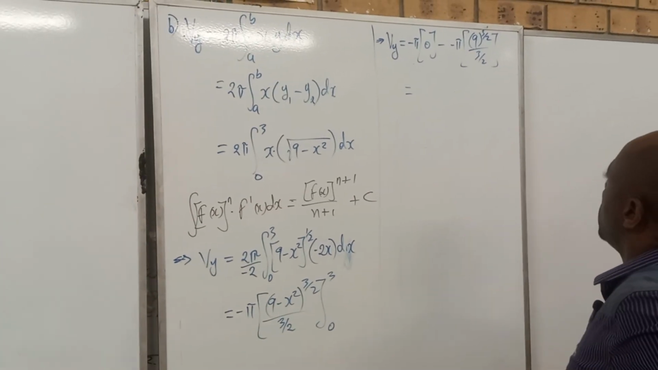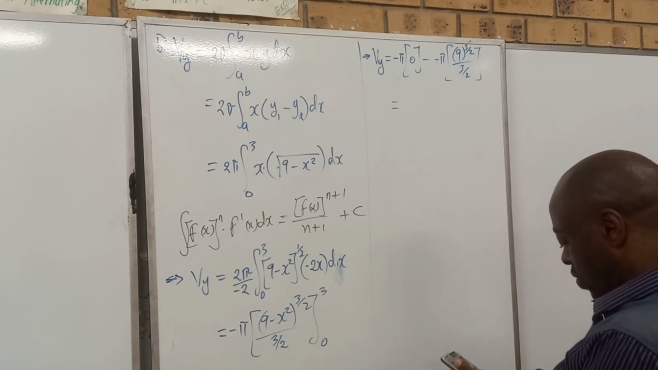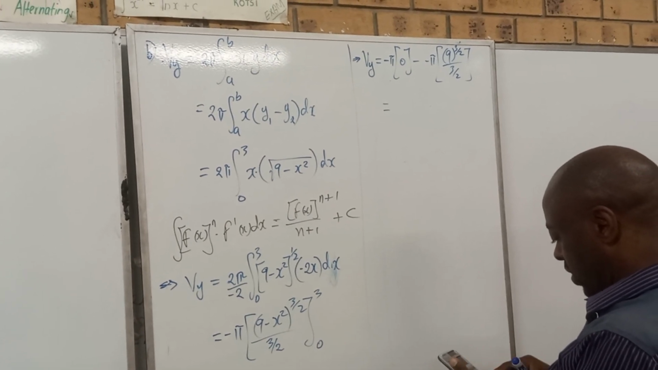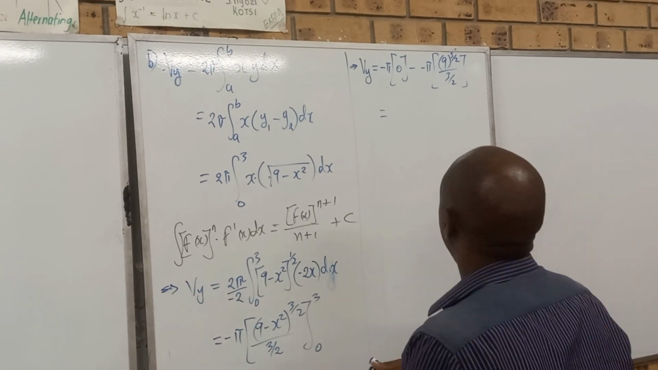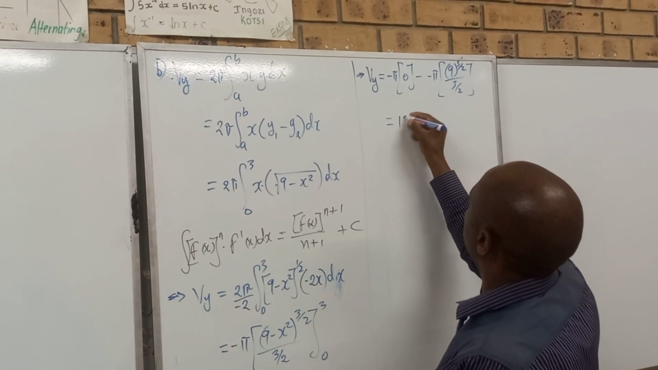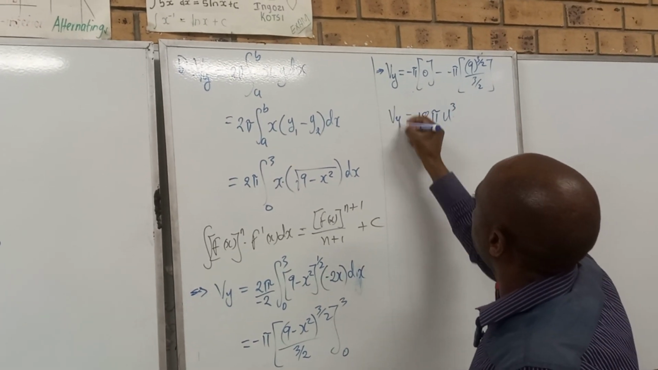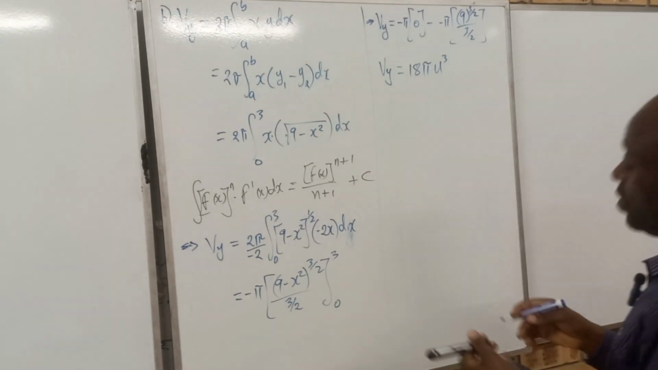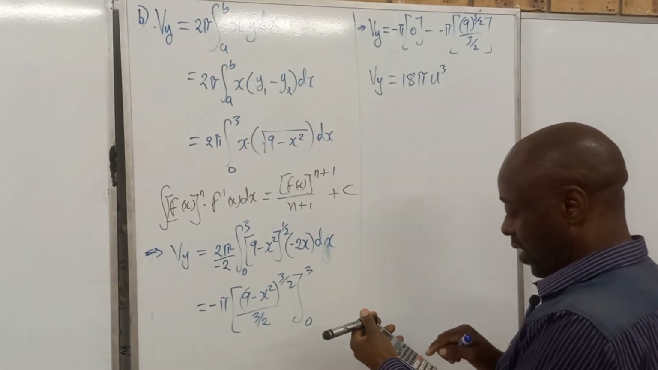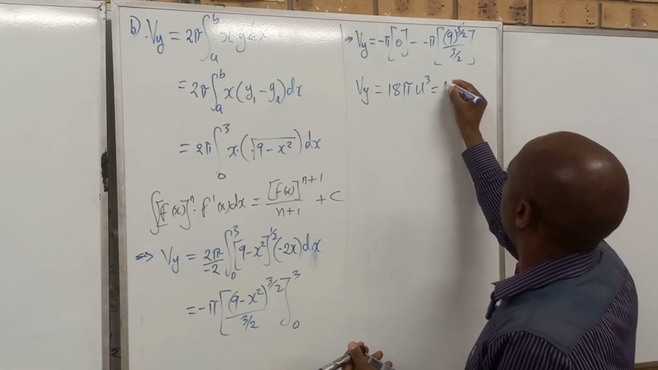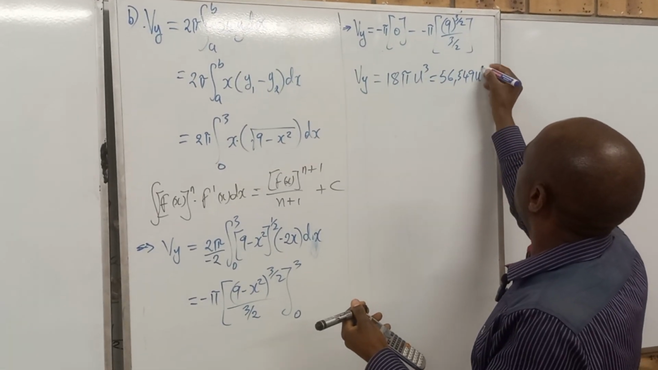Then I can use my calculator to check what is 9 to the power 3/2 divided by 1,5. So that gives me 18 pi. If I am fine, then my answer is 18 pi unit cube. If you want to check what is the meaning of 18 pi, it's also fine. You can still put your answer in decimals, which will be 56,549 unit cube.